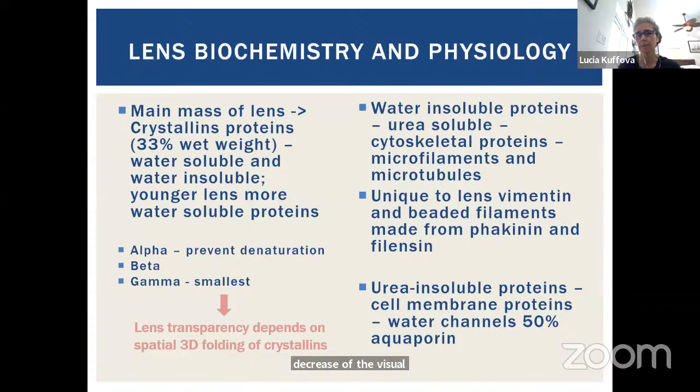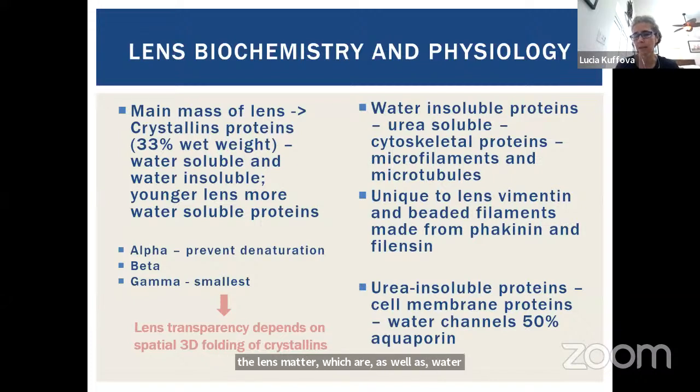There are other types of proteins contained inside of the lens, which are water insoluble, but they are still urea soluble. And these are usually the cytoskeleton proteins, which at the moment we do not fully know the function of, apart from the fact that they are allowing crystallins to be cross-linked in a fashion that they will effectively transmit the light. There is also a third type of protein inside of the lens matter, which are urea as well as water insoluble.